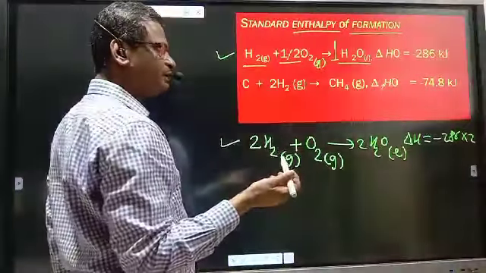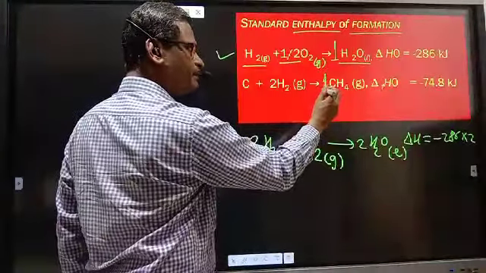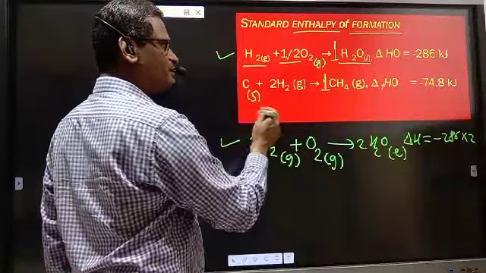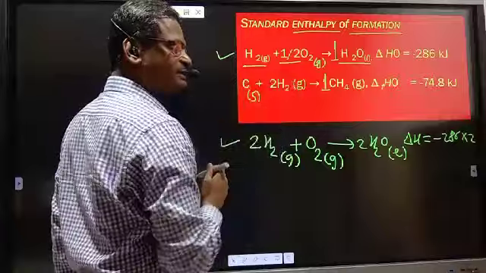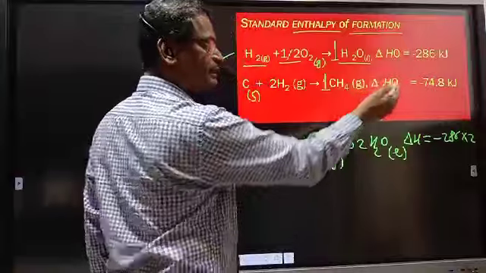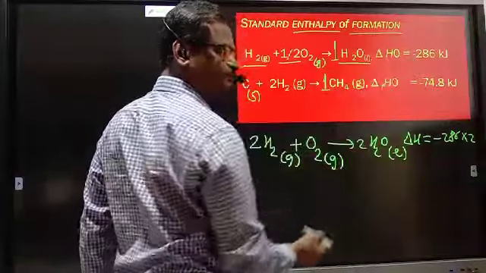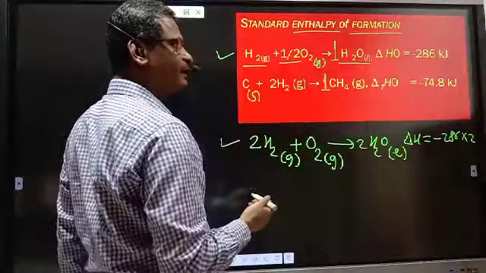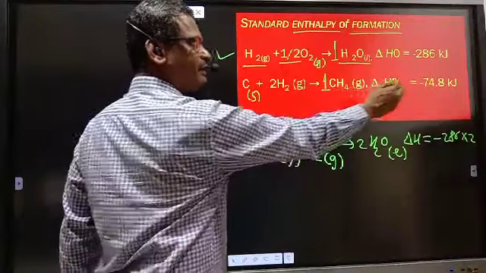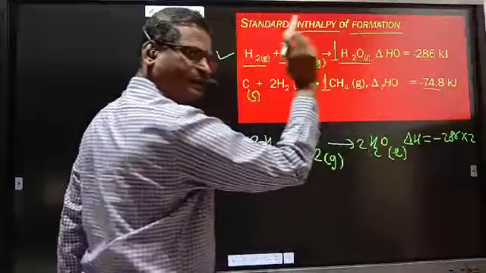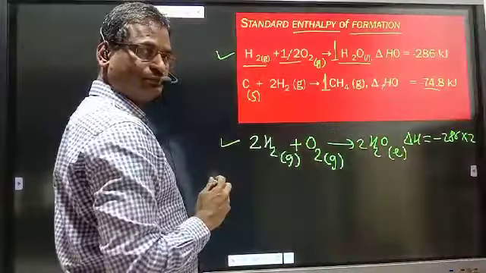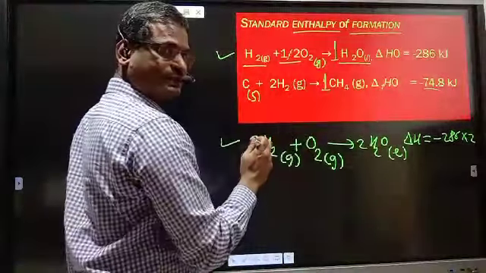Similarly, if we see here, 1 mole of methane is obtained from 1 atom of carbon in the solid state and 2 moles of hydrogen in gaseous state. The change in enthalpy is negative, means this is an exothermic reaction. Heat is evolved. So how much heat change takes place during the formation of 1 mole of methane, that heat change is known as enthalpy of formation of methane. Here only 1 mole of substance is formed.